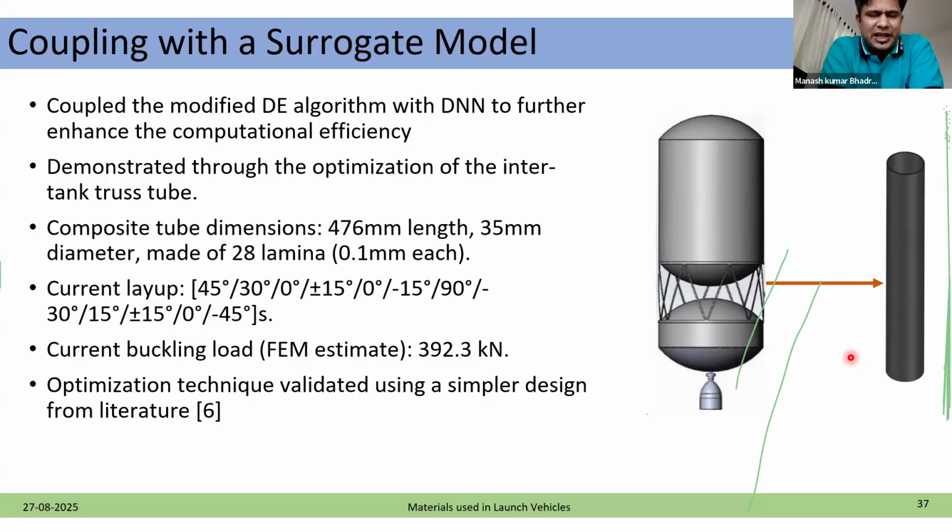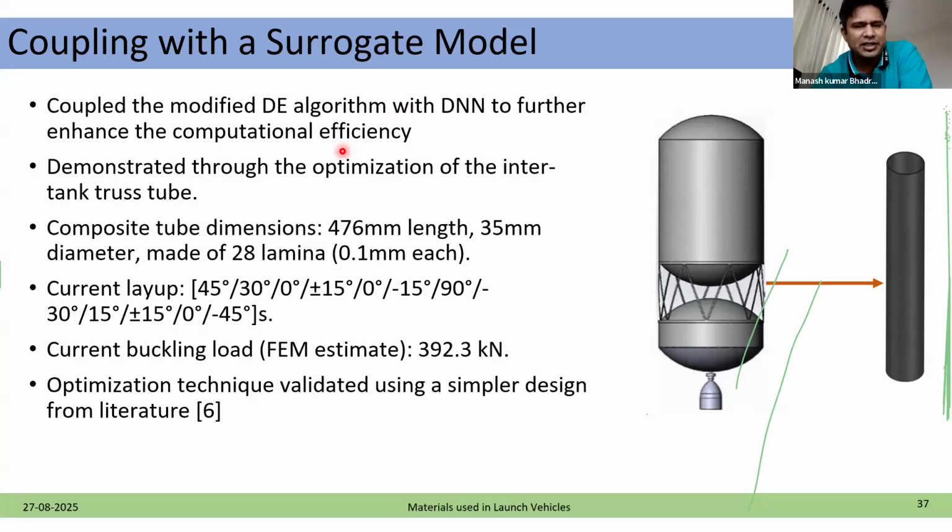So we consider the initial design of a truss structure. This intertank truss structure has about 24 members, and the dimensions of the members are given in this slide. It has 28 layers of 0.1 mm lamina, the initial layup is given here, and our objective is to increase the buckling load without increasing the mass. The constraint is mass, so we have to play with the thickness alone, and obviously it has to be done in a very short time, so the concept of neural network is being added for this.